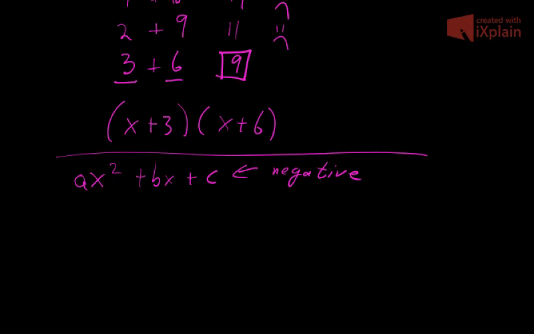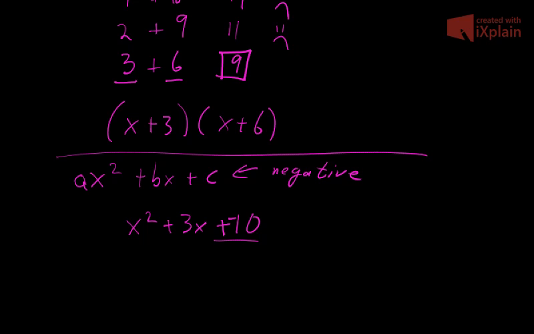So if this is negative, we could end up with something that looks like x squared plus 3x minus 10. Sorry, I can't read my own handwriting. That's okay. X squared plus 3x minus 10. So now the question is, what's going to multiply to negative 10? Because again, minus just means plus a negative.